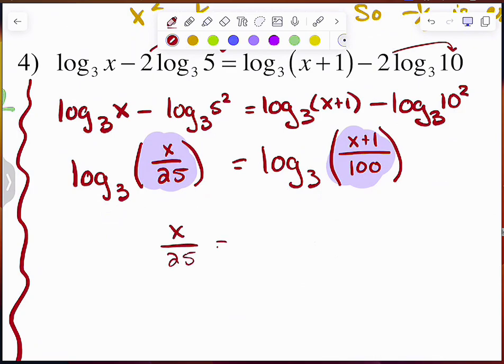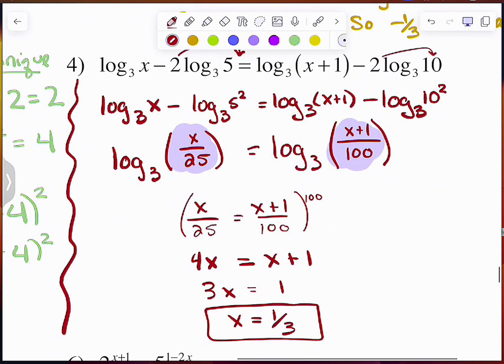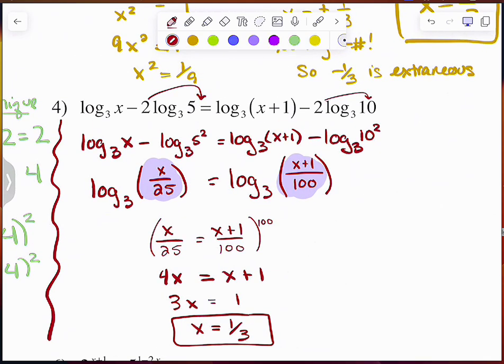x over 25 equals x plus 1 over 100. I'm going to multiply everything times 100 to get rid of the fractions. 100 divided by 25 is 4, so 4x equals x plus 1. 3x equals 1, and x equals 1/3. Check that it's positive and doesn't cause any of the original statements to do the log of a negative value. So 1/3 is good to go.